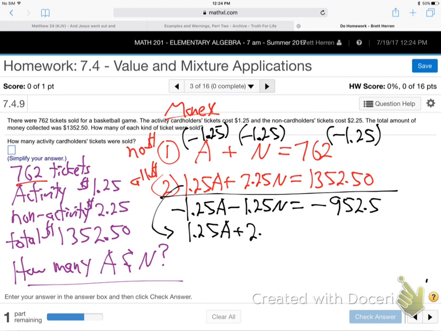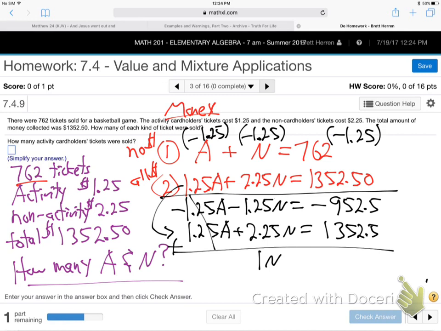No changes. And then add them up. The A's cancel. So that 1N, it's nice. Is it 400? Oh, that's really nice. So N's just 400. That's kind of like done, huh? For N, anyway. We got N. And 1N is just N. So we have N. We have the number of non-activity. There are 400 non-activity card holders.